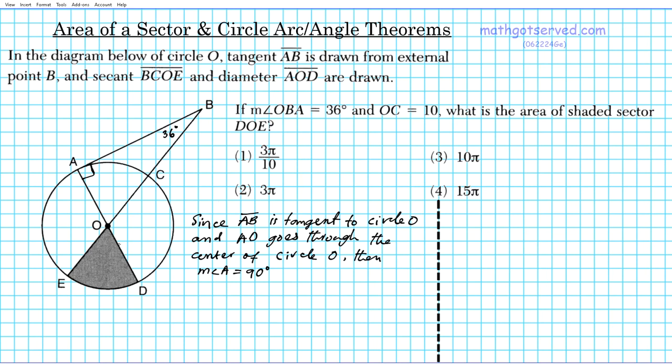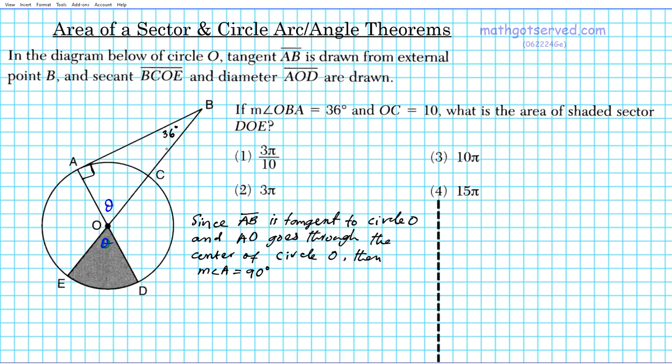Ladies and gentlemen, in order for us to find the area of this sector right here, we need to know this angle. Let's call it theta. So we need to find this angle right here. If we can find this angle, then we can use the area of a sector formula to figure this out. In order to find this angle, theta is a vertical angle with this. So this is also theta. Now, how can we find out what theta is?